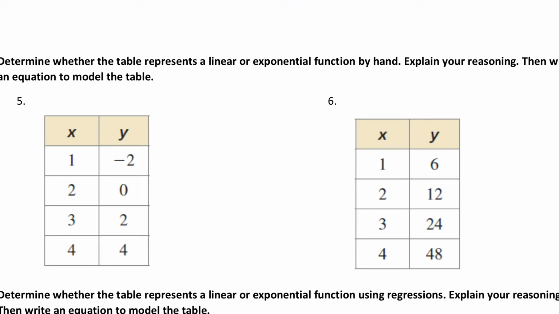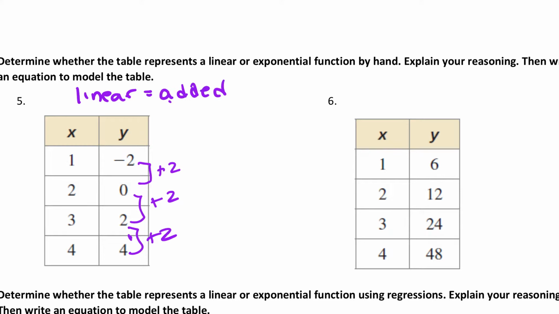Question number 5 is determine whether the table represents a linear or exponential function and explain your reasoning, and then make an equation to model the table. So we're going to look and see: negative 2 to 0, you added 2. 0 to 2, you added 2. 2 to 4, you added 2. Because you're adding the same value each time, it's linear. So our equation is going to be y equals mx plus b.